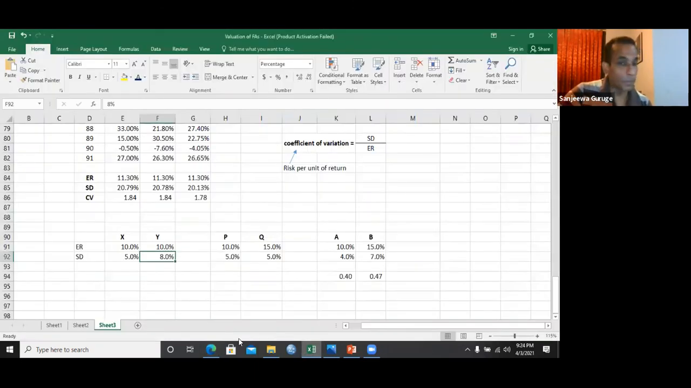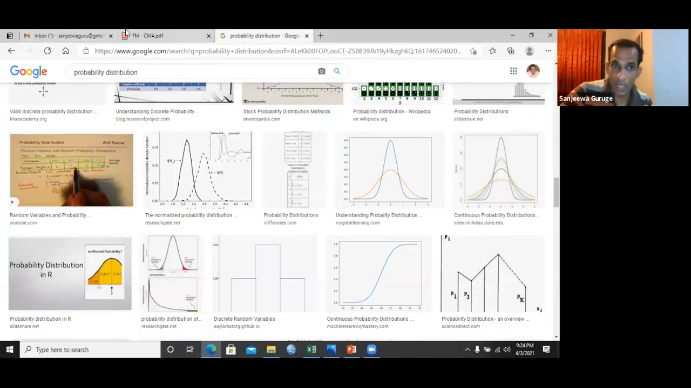So the final decision related to the investment depends on the level of risk the investor is willing to take. In fact, this part forms the basis for the next topic, right?